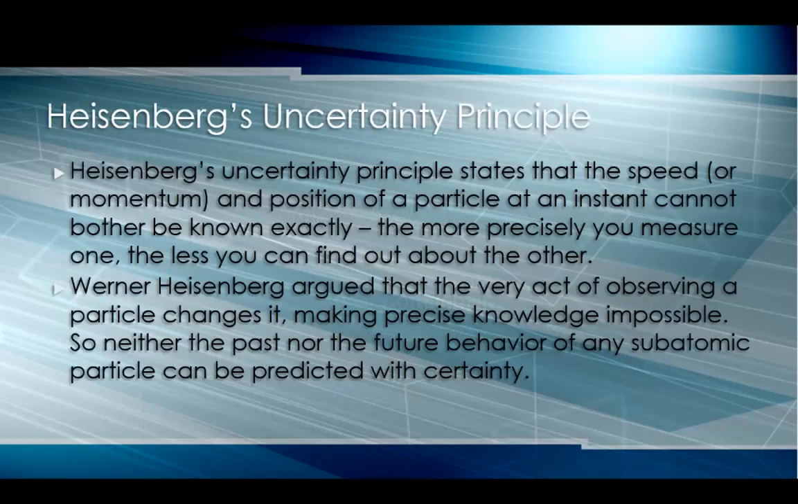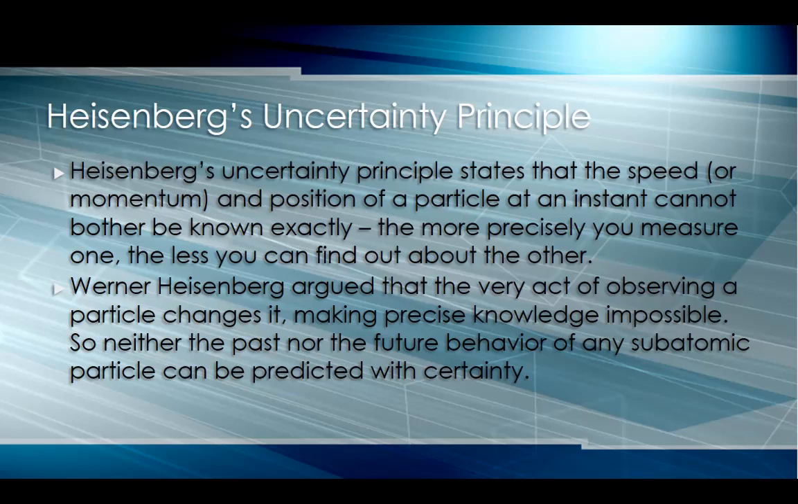Heisenberg's uncertainty principle states that the speed or momentum and position of a particle at any instant cannot both be known exactly. The more precisely you measure one, let's say the speed or velocity, the harder it is to identify the position. The more accurately you measure the position, the more difficult it becomes to measure the velocity. So Werner Heisenberg argued that the very act of observing a particle changes it, therefore making precise knowledge impossible.